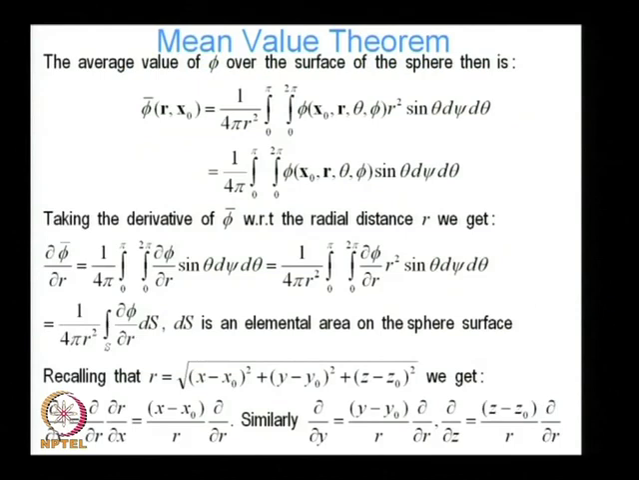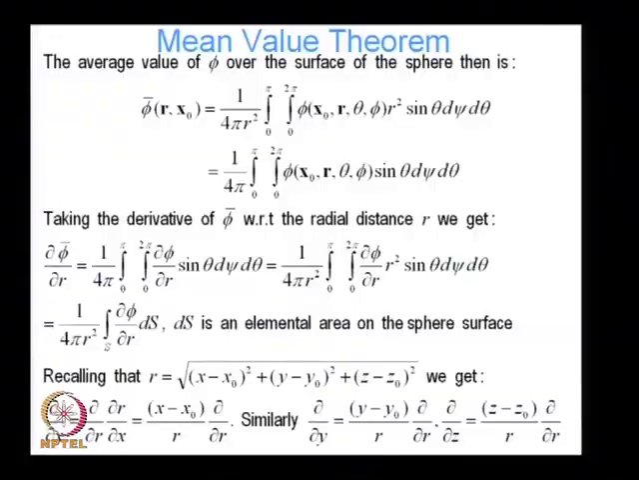So, what does the mean value theorem say? It says that we have to calculate the average value over the area of that sphere. So, how do we do that? Well, we take phi bar, which is the average value at r, x0, r meaning the radius of the sphere. I am evaluating it at a point on the surface of the sphere. So, phi is a function of the vector r, it is not the spherical coordinate r, and the center of the sphere x0, and that is equal to 1 by 4 pi r square, which is the total area of the sphere.